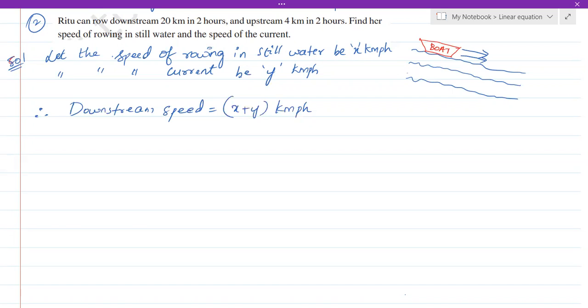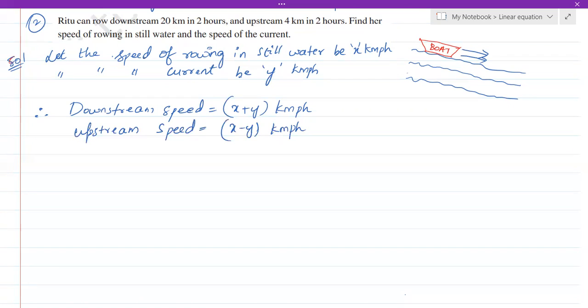But if the boat is going in the opposite direction to the flow of water, that is the upstream speed of the boat. Upstream speed will be x minus y, because the boat is going opposite to the flow of water. Obviously the speed will reduce, so it will be x minus y kilometer per hour.